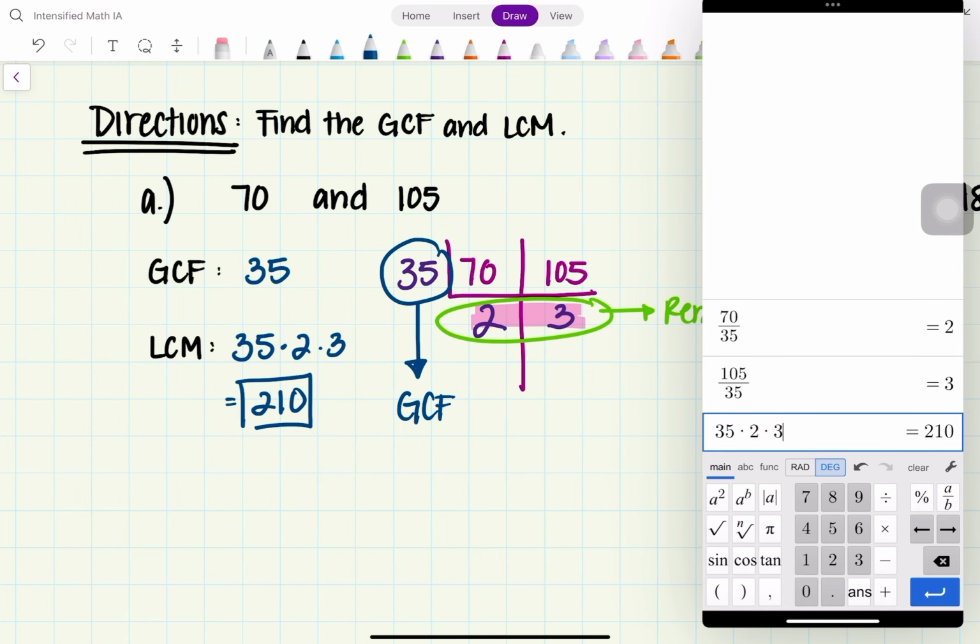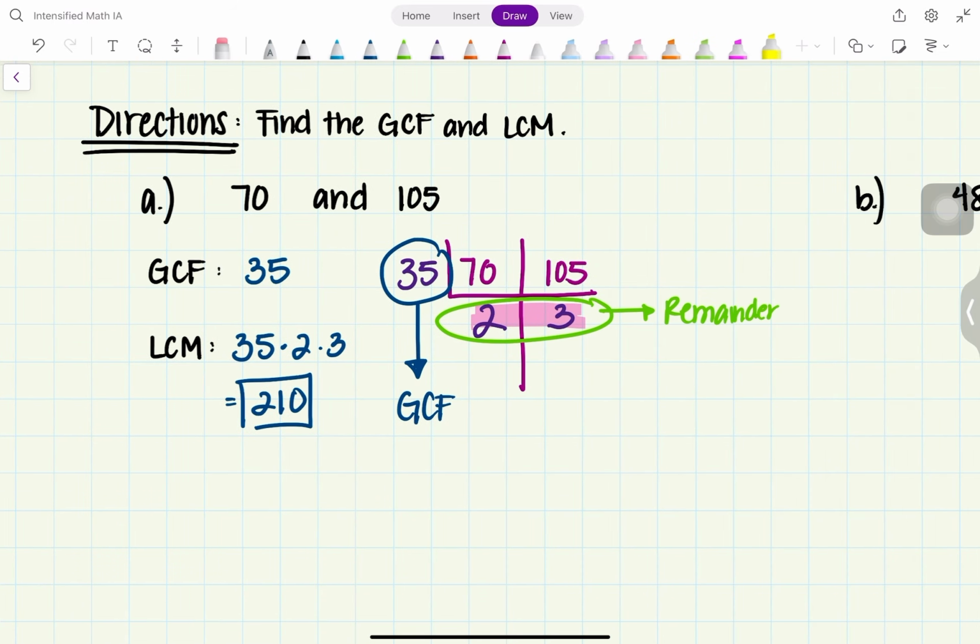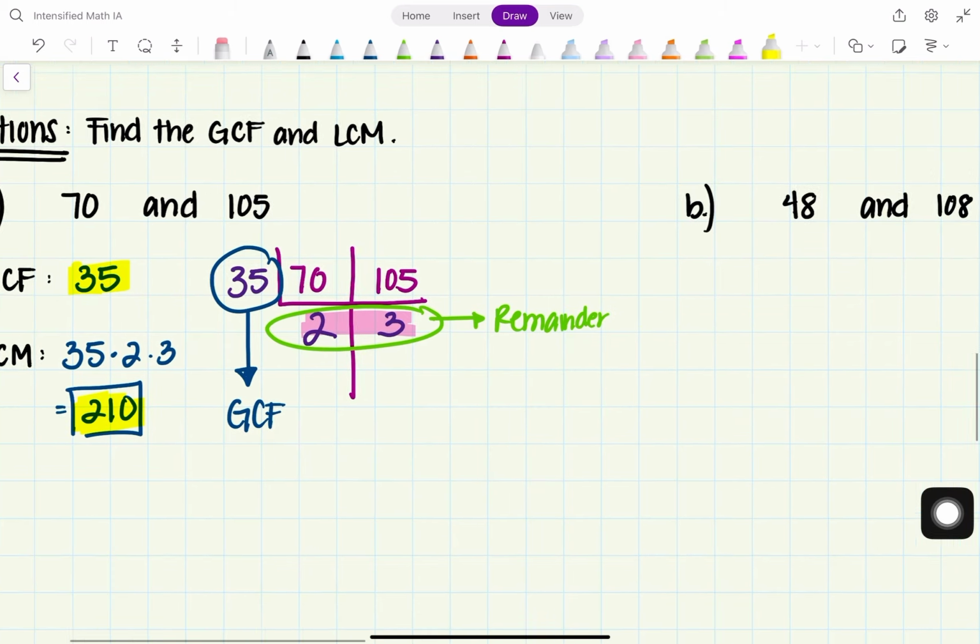So our answer in this case, guys, is going to be 35 and 210. And when you do this in your assignment, it's going to give you these two sections to fill out. Let's go ahead and take a look at the next one, guys.